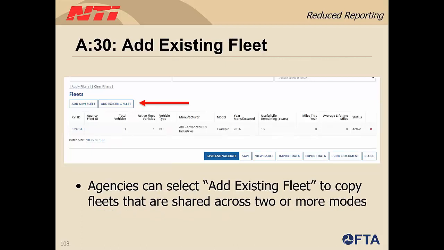A new feature that was added in report year 2017 is the ability to add an existing fleet onto your 830 form. For agencies that share fleets between modes, you will now be able to copy fleets from one 830 to another by selecting the Add Existing Fleet option. The system will populate all fleets that may be shared between modes.